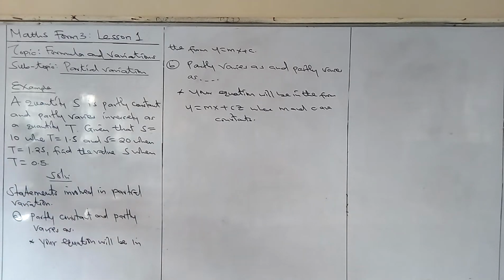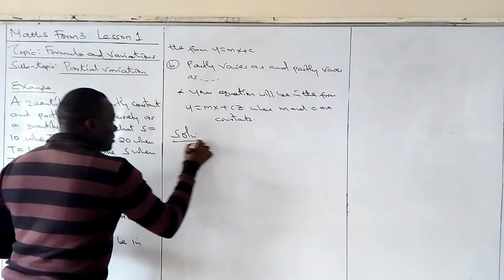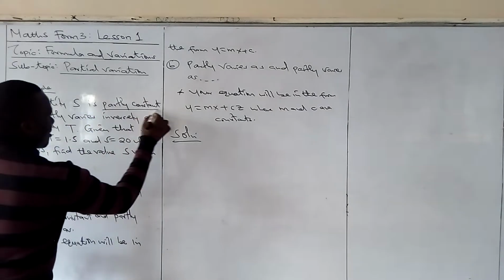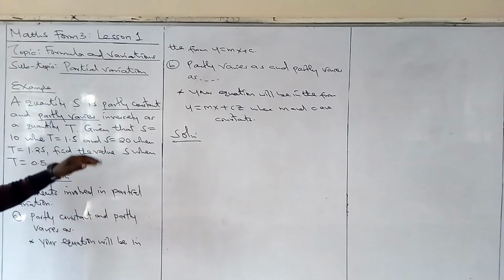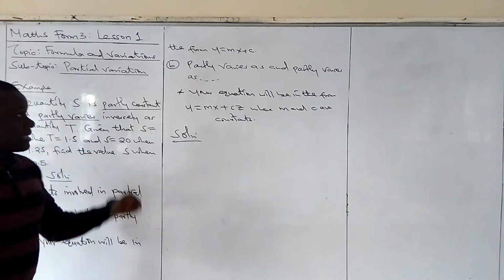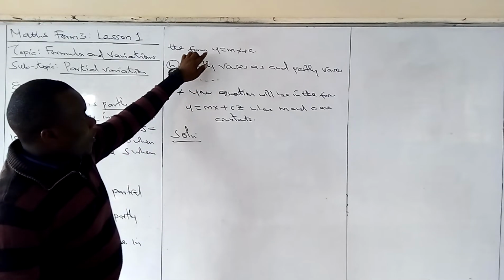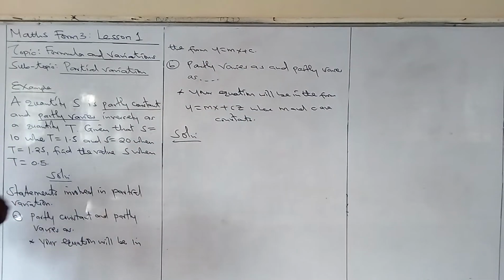I want us to go back to our example. So you will see me saying solution to our exam. Can we see one of the two statements that we have written here? Yes. You can see part constant, part varies. As long as you see the words part constant, that tells you the equation we will obtain will be in the form y is equal to mx plus c. Now let's do it together.